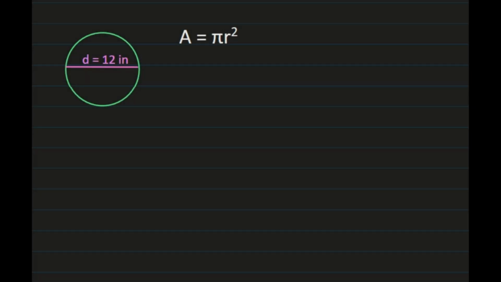In this example, we're finding the area of a circle. So we are using our formula area equals pi r squared. And this time our circle has a diameter of 12 inches. Well, if you notice in the formula, you don't have a place for diameter, which means you're going to have to calculate the radius first before you can use this formula for area. So our formula for calculating the radius is our diameter divided by 2.